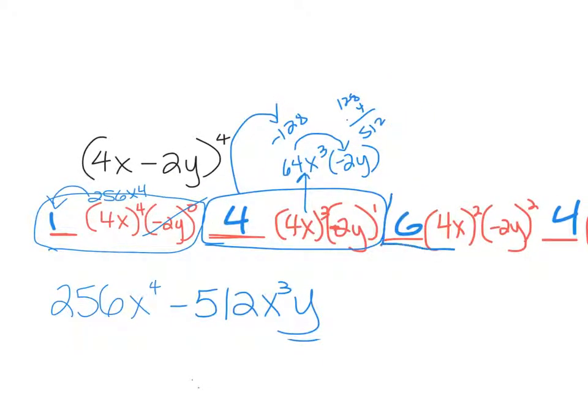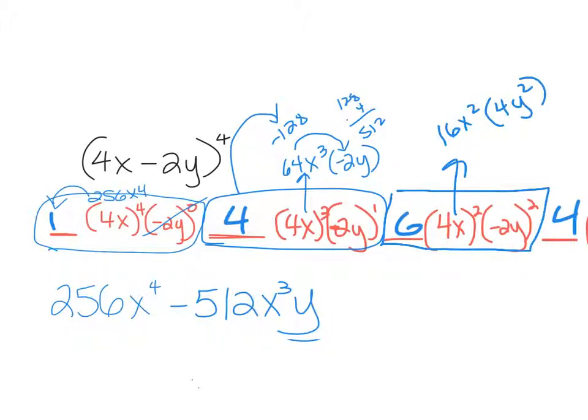And then I go to the next group. So this is 4 squared, which is 16x squared. Negative 2y squared, that's a positive 4y squared. Times 6. So 16 times 4 is 64. Times 6. 384, and it's positive.